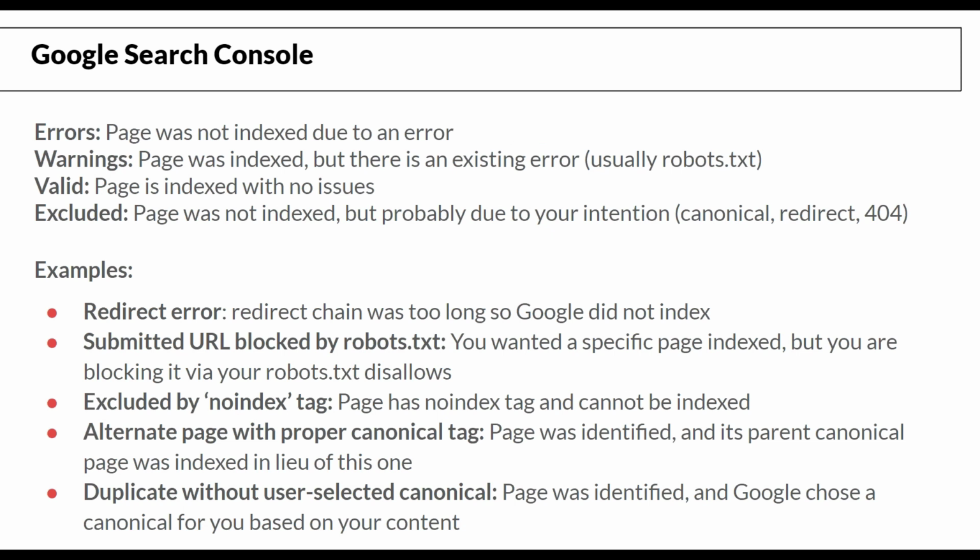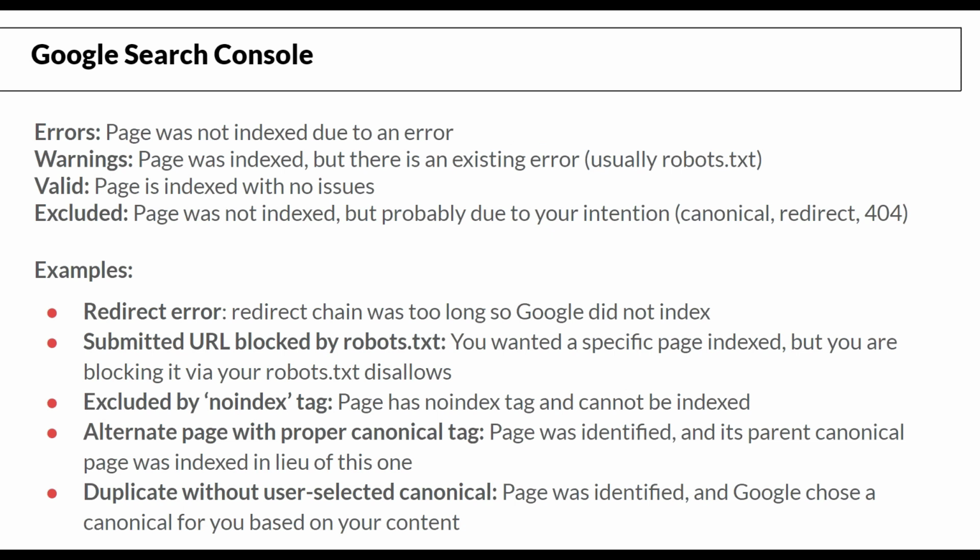Submitted URL blocked by Robots.txt. Again, this is an error when you want a specific page indexed. You've listed it in your sitemap. That's what submitted URL means. It's in your sitemap, but you're blocking some form of the URL in your Robots.txt file. There are some fantastic tools out there. Even if you just Google, Robots.txt checker, you'll be able to either manually type in or just copy and paste your existing Robots.txt file, and then you can test out whatever URL you'd like to make sure that you're conforming to your own rules.